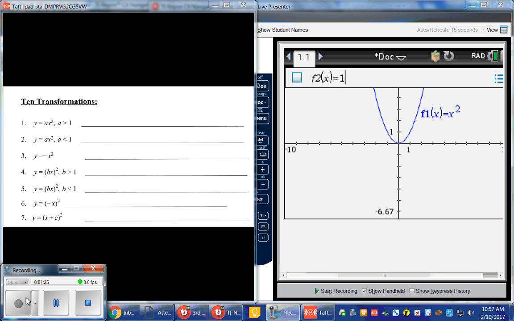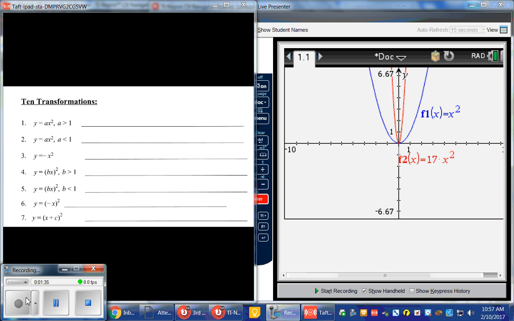All right, 17, and then x squared. All right. And what happens? Enter. What happened? It got narrower. So we're going to call this a vertical stretch. Think about a marshmallow. If I hold it on the top and bottom and I pull on it, what's going to happen? It's going to get long and narrow, right? So we're going to call this a vertical stretch.